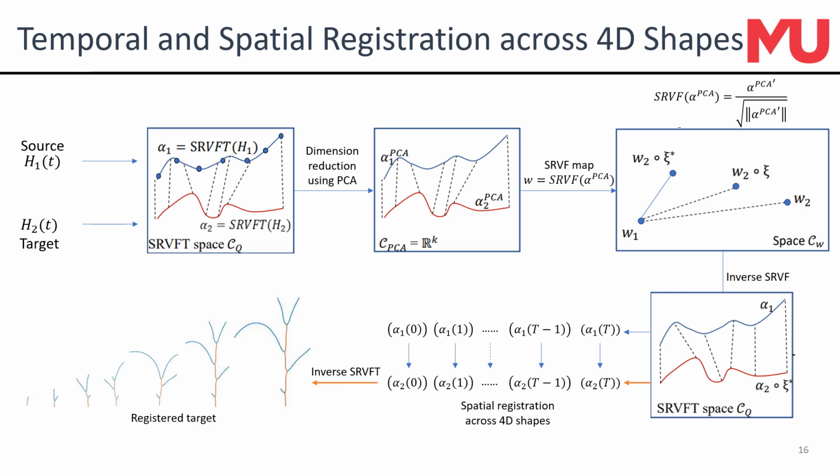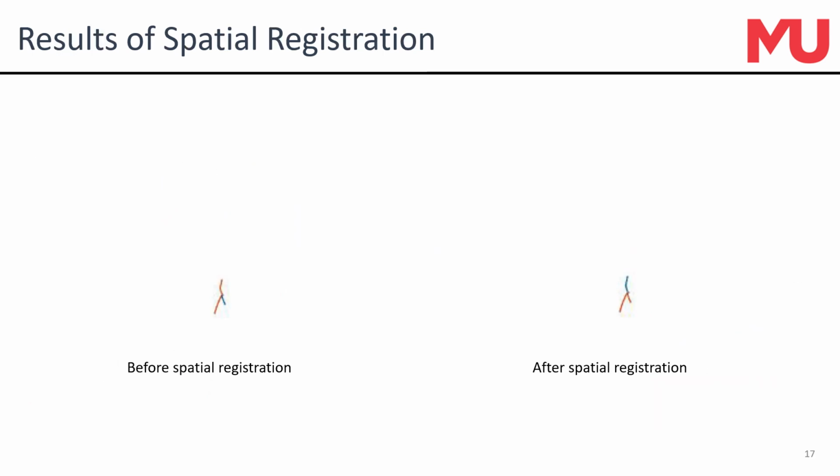After we perform the registration, not only between two 4D shapes but also a set of 4D shapes, we evaluate some statistics, all in the SRVF space of curves. Now let me show the results.